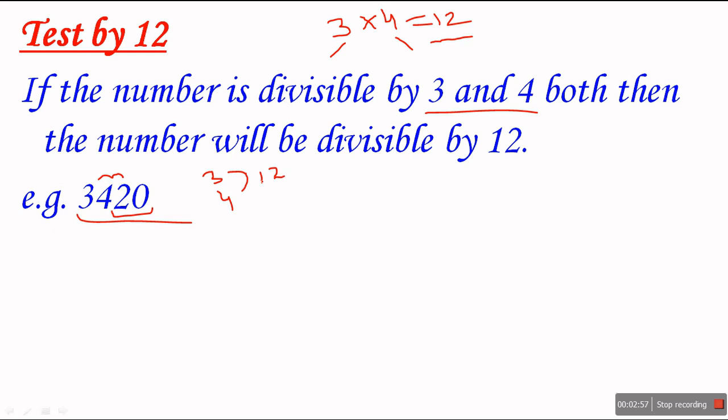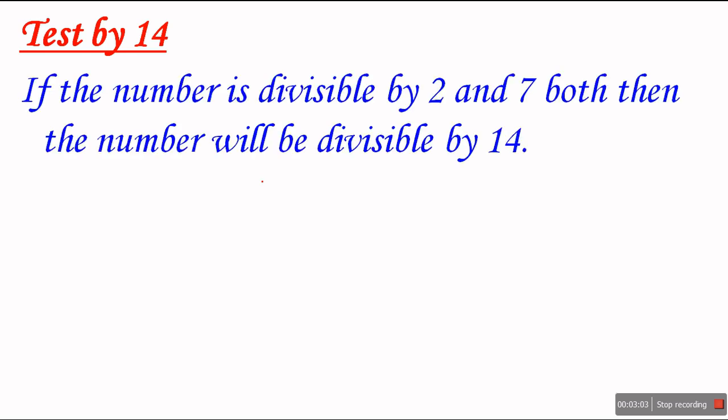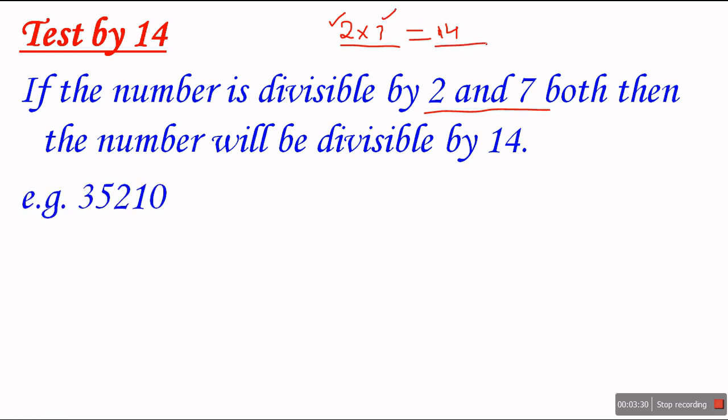So now let us move on to 14. Similar rule, 2 and 7. We have 2 into 7, that is 14. And these 2 and 7 are coprimes because the HCF of 7 and 2 is 1. So if the number is divisible by 2 and divisible by 7, then the number will be divisible by 14. Okay, so for example, this number.